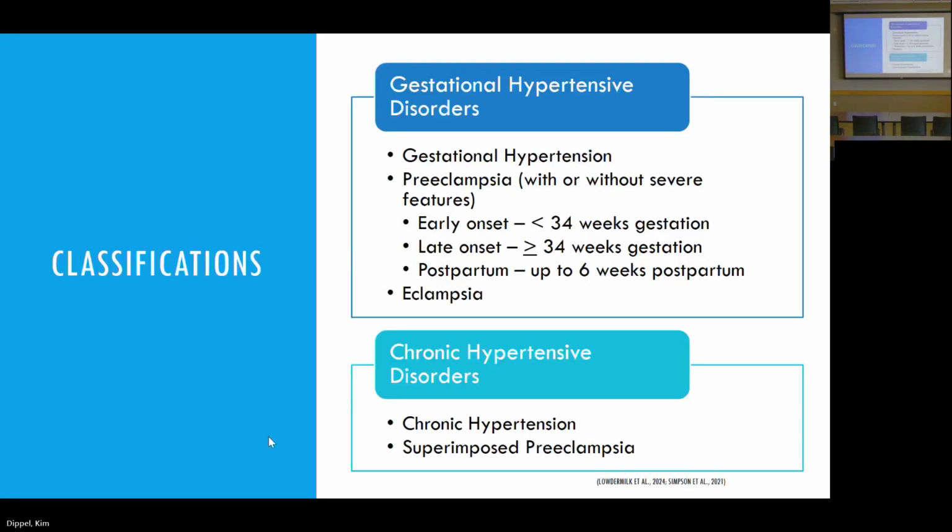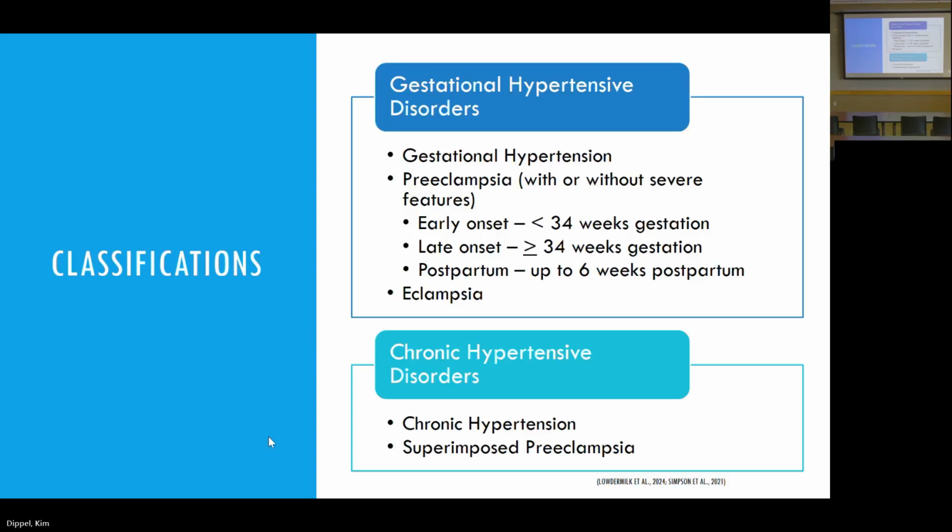So gestational hypertensive disorders: you can have just plain gestational hypertension, and then you can also have preeclampsia with or without severe features. Early onset is before 34 weeks, and late onset is greater than or equal to 34 weeks gestation. Preeclampsia can happen postpartum, and we see that more frequently than we did in the past, up to 6 weeks postpartum, and then of course eclampsia.